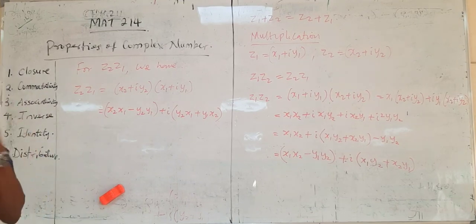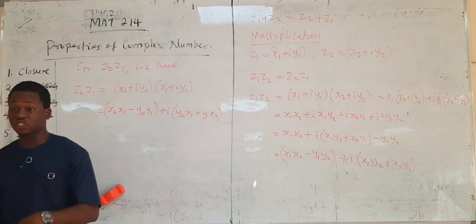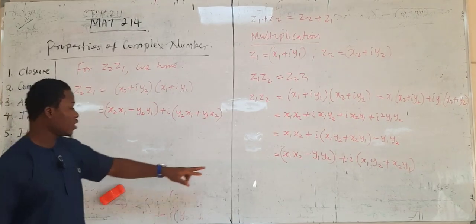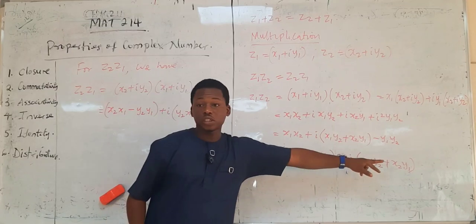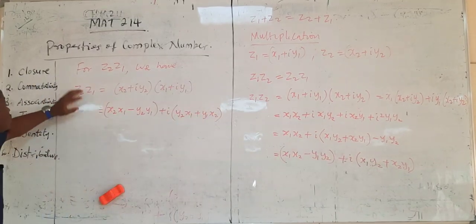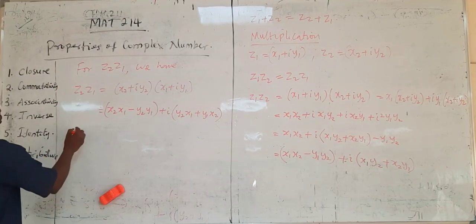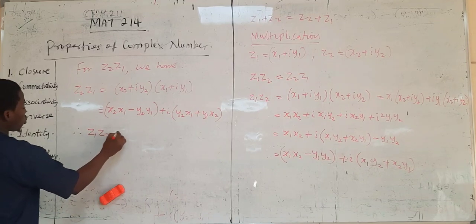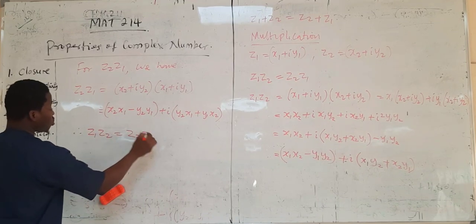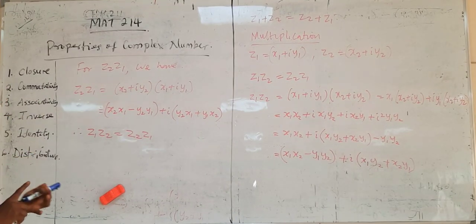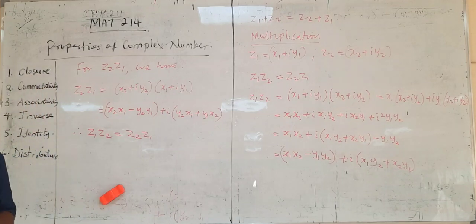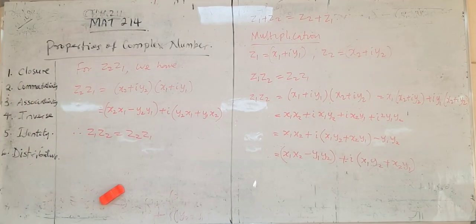And multiplication of real numbers is commutative. That is 2 times 3 is 3 times 2. So, therefore, this is commutative. This is also commutative alongside with this. So, therefore, z1 z2 is equal to z2 z1. So, addition and multiplication are commutative under complex numbers.